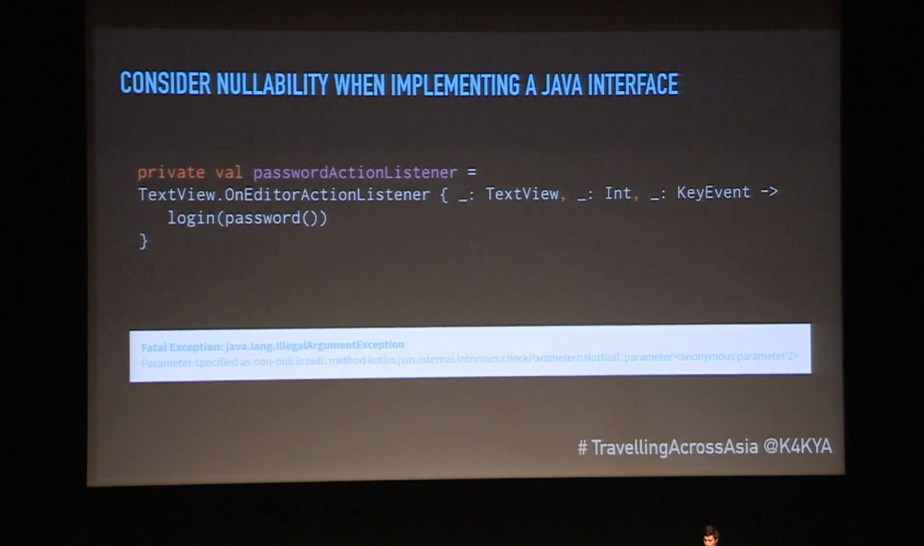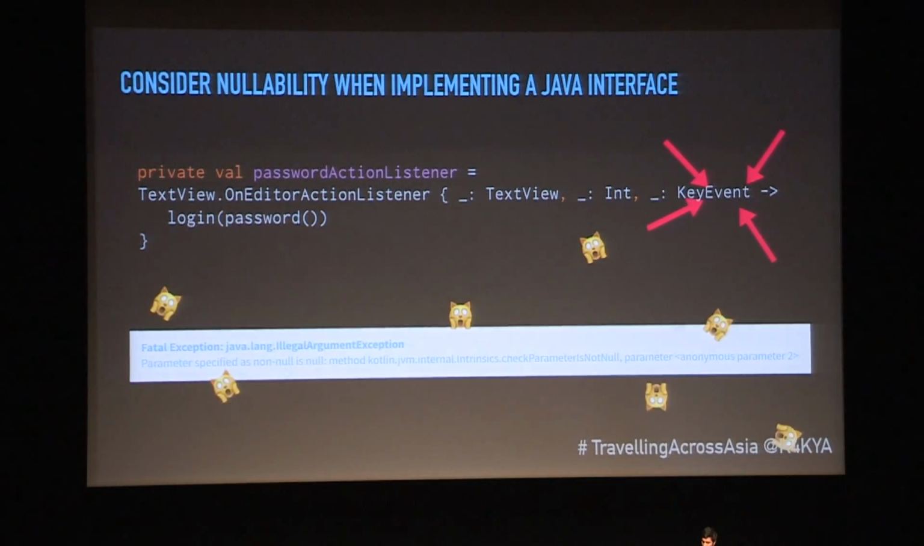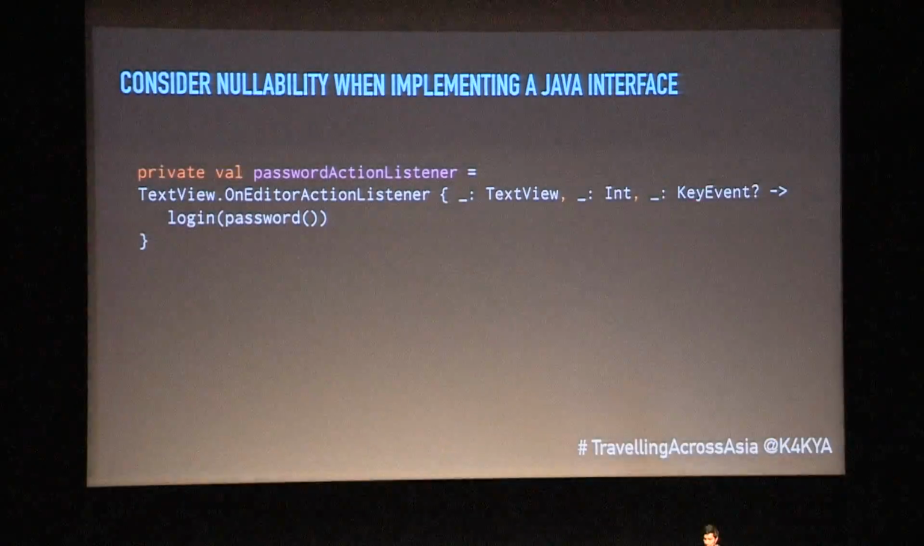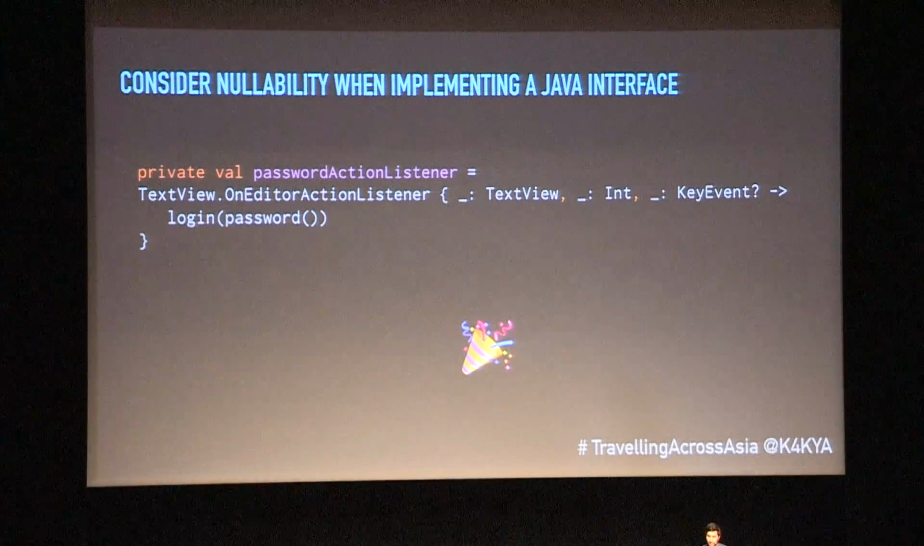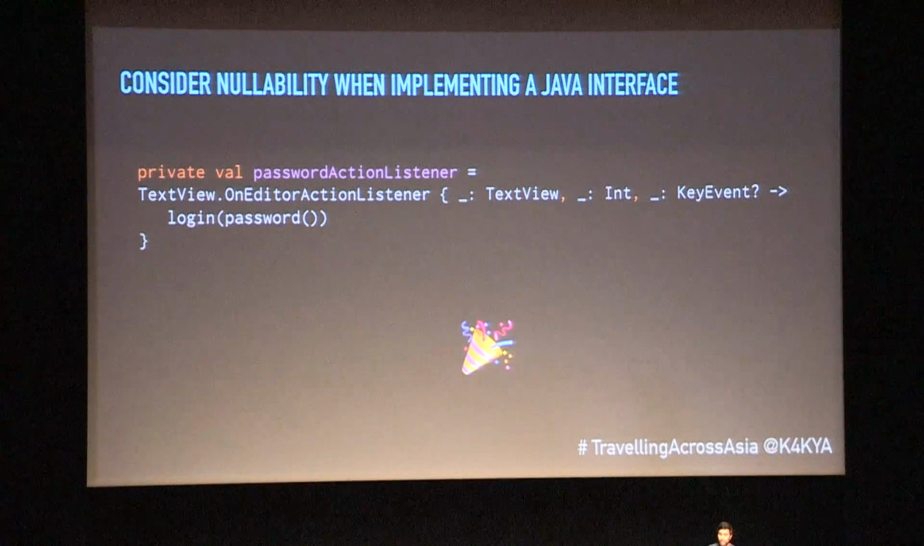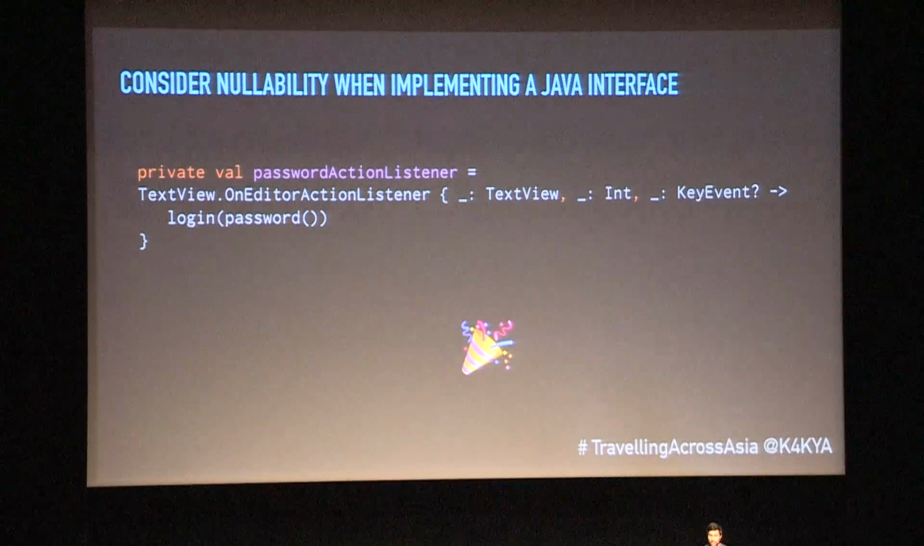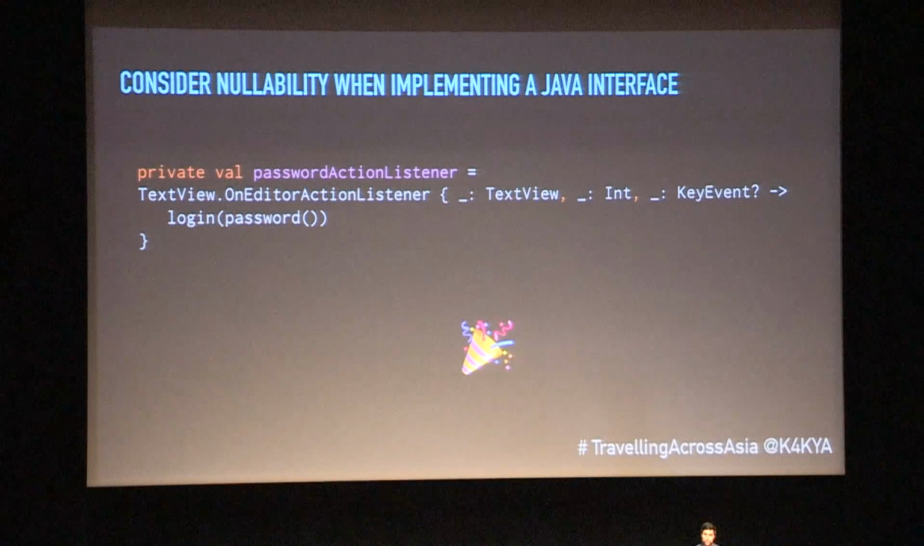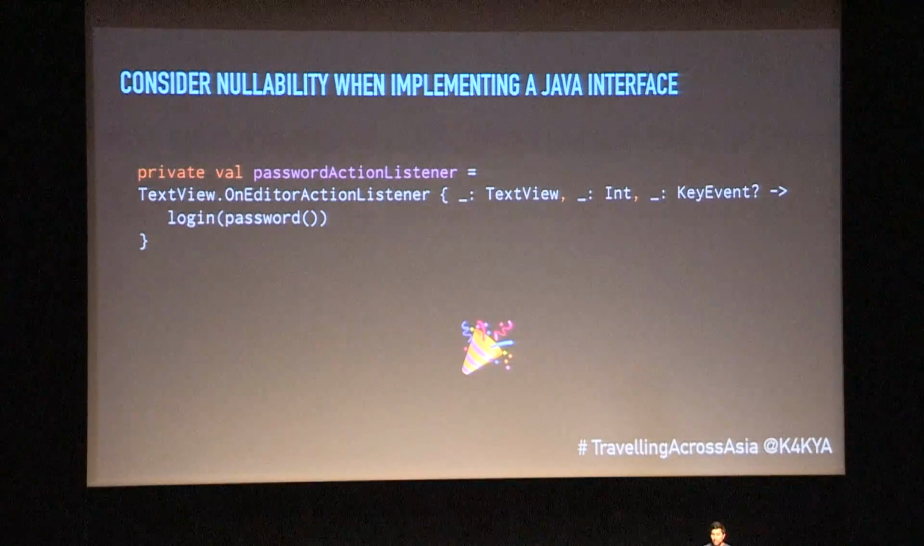So the fix here was to essentially take this, oh, I forgot to do the crazy cat emojis, and turn it into an optional type. And then everything was fine. But the lesson here is to check your Java interface before implementing it in Kotlin. And if you're not 100% sure, try and stick with nullable.